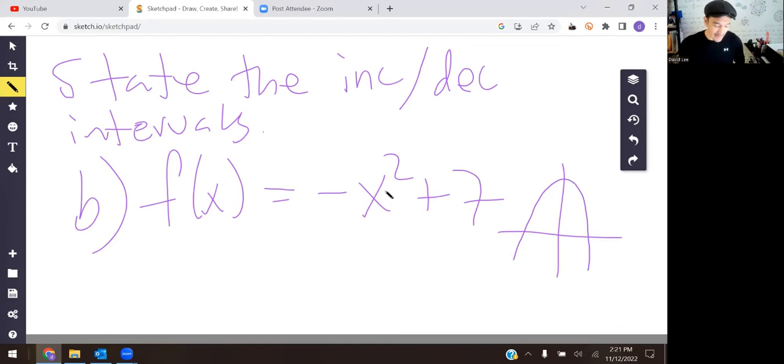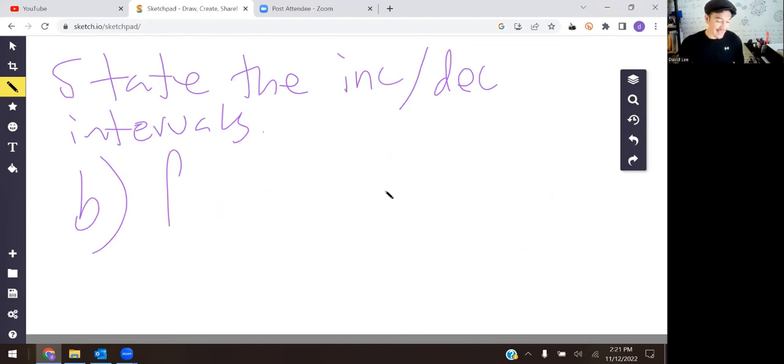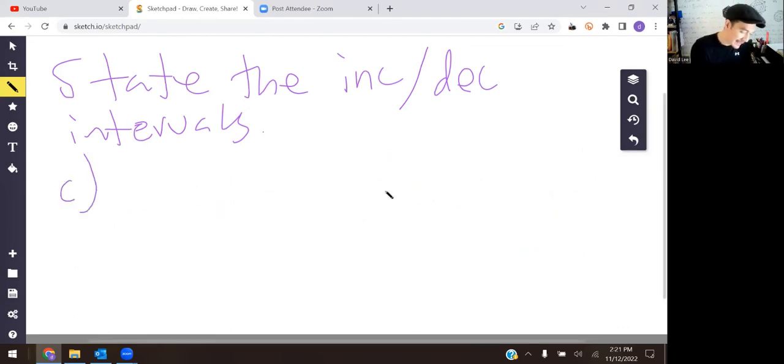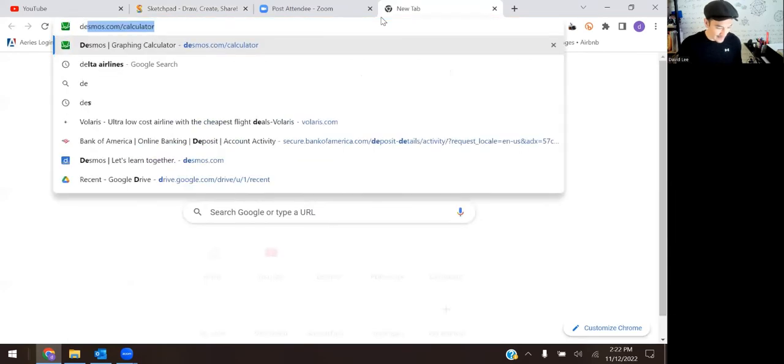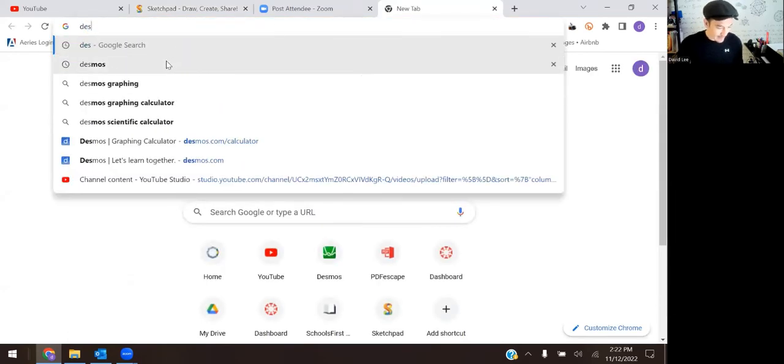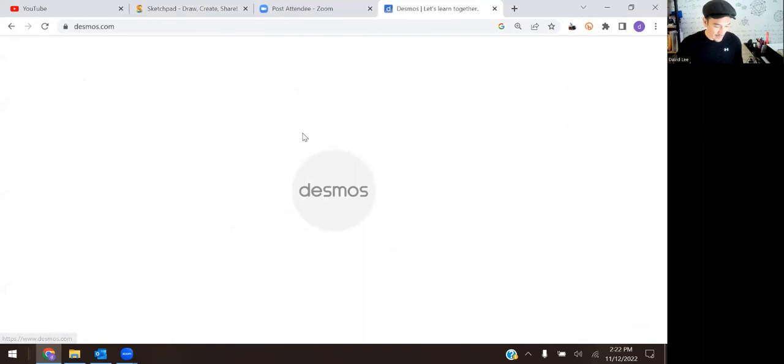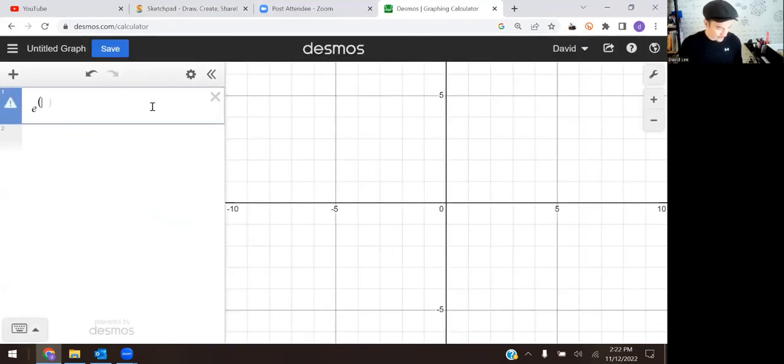You would need calculus for something like example C, something like this here. And this will probably be our last example. Let's say I have something like e to the x plus 4 minus 5x. You could graph this on Desmos, and as a matter of fact, I'm going to do that. e to the x plus 4 minus 5x. So I'm looking at Desmos.